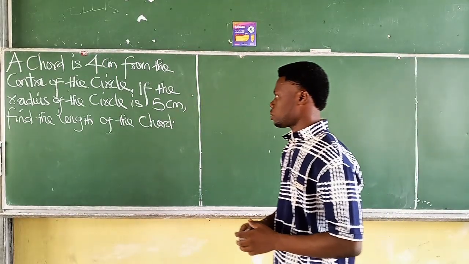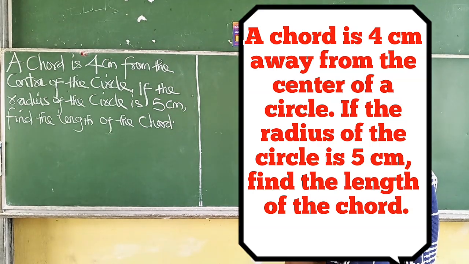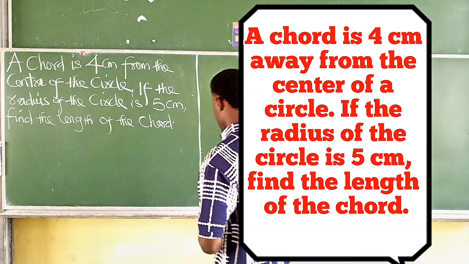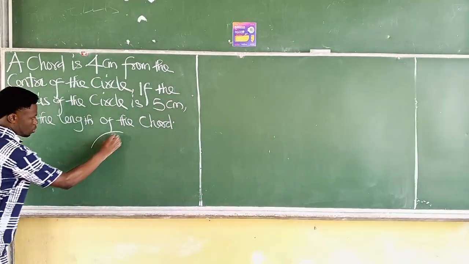Consider this question on the board. A chord is 4 centimeters from the center of the circle. If the radius of the circle is 5 centimeters, find the length of the chord. Alright, we have to produce a diagram.